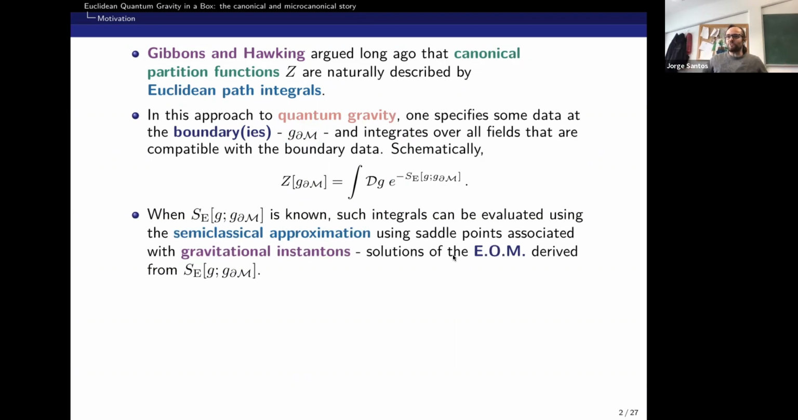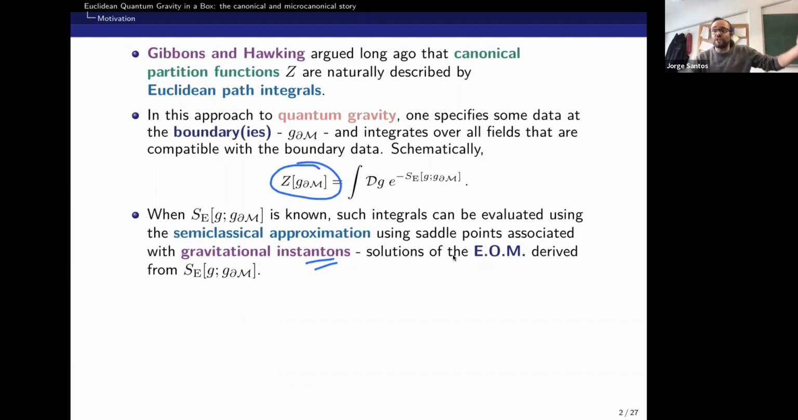So let us imagine that for some theories, for instance, the Einstein-Hilbert action, you know exactly what the Euclidean action is. You take G Newton to be very, very small, and you can use a semi-classical approximation, and in particular, find the saddle points of this integral, which are just gravitational instantons. So these are just solutions to the equations of motion derived from this action. And in that limit, in principle, you are able to compute this partition function to some degree of approximation, okay?